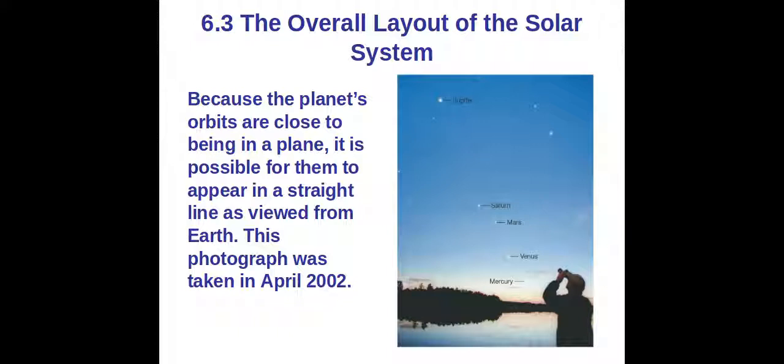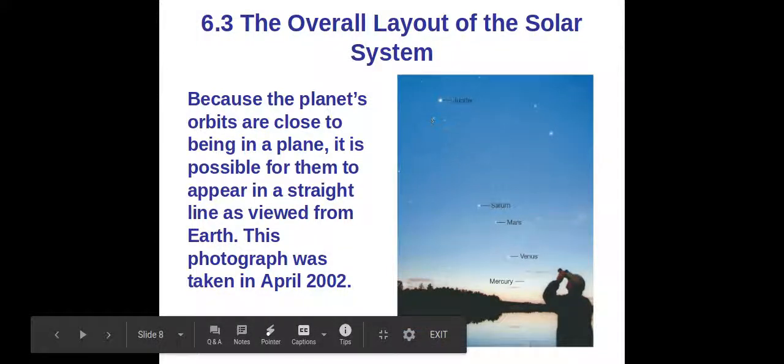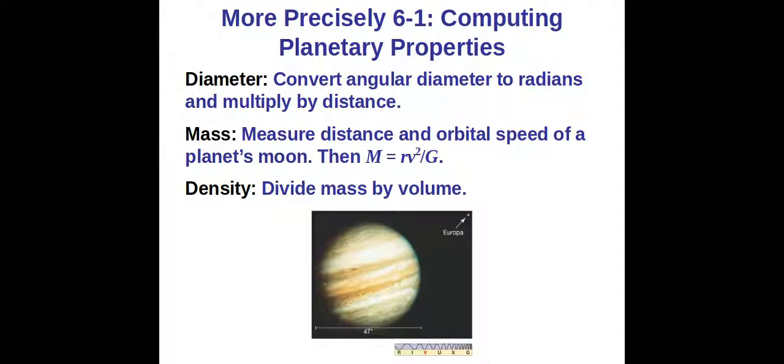Because the planets' orbits are close to being in a plane, it's possible to see them in what we call the ecliptic, which is a relatively straight line through the sky. And this picture is just showing an event where you had Jupiter, Saturn, Mars, Venus, Mercury all kind of lined up. And actually, if you follow, the sun would have just set over here as well. More precisely measuring things, we can convert angular diameter to radians and multiply by the distance. We can get the mass by measuring the distance and orbital speed of a planet's moon. And we can get density by dividing mass by volume.